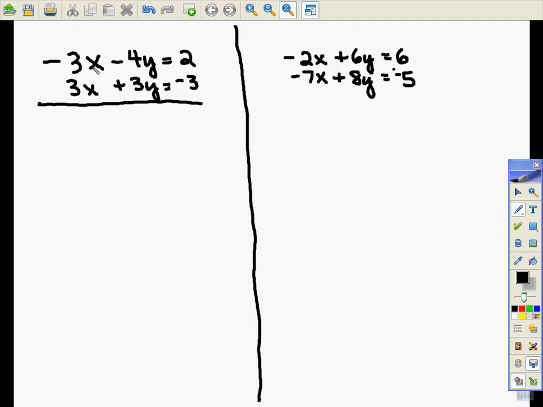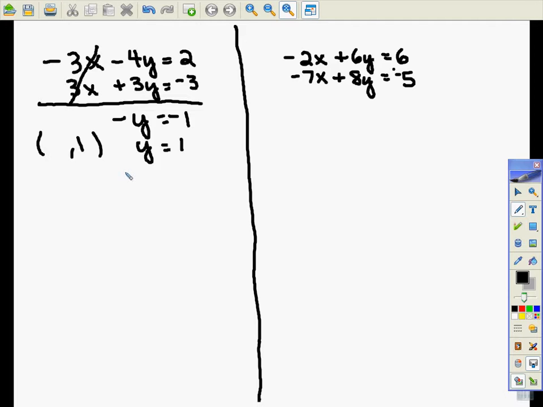Now, watch what happens. When I come down this column and I go negative 3x plus 3x, well, that's 0. We knock it out. We go on over here to the y's. We got negative 4y plus 3y, which is a negative y. And we add up 2 minus 3 and we get negative 1. So the solution to y is equal to positive 1. So we got an ordered pair. We're able to put in a 1 right there for half of it, for the y value.